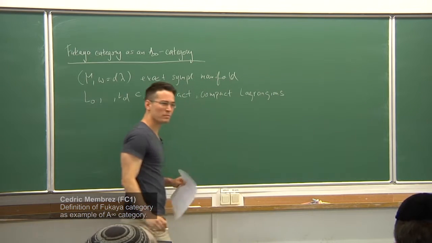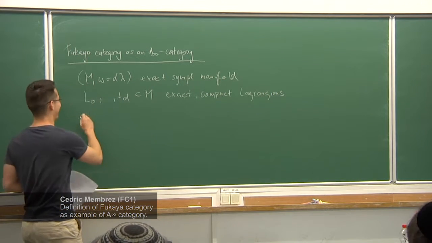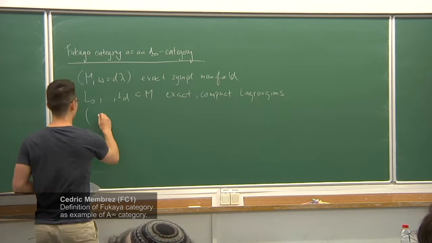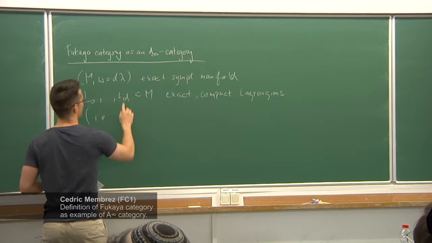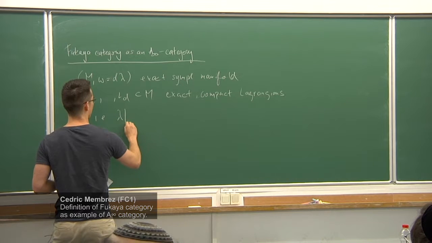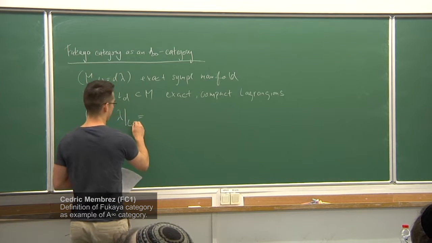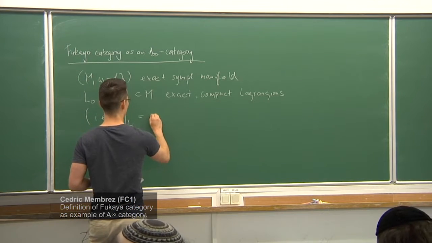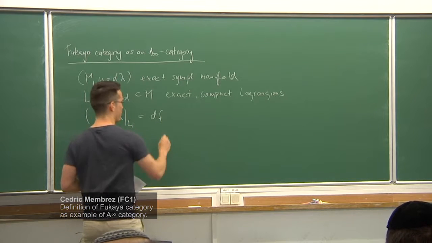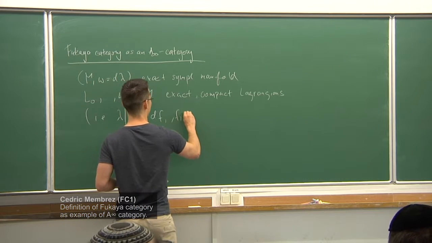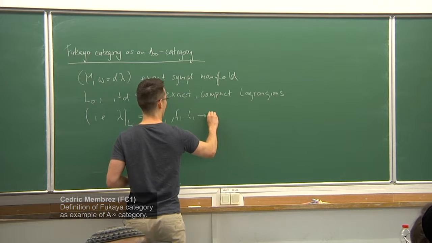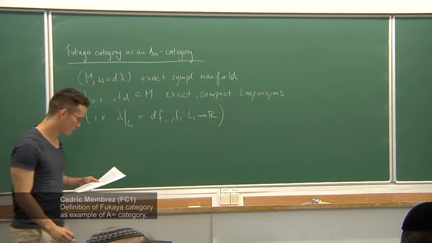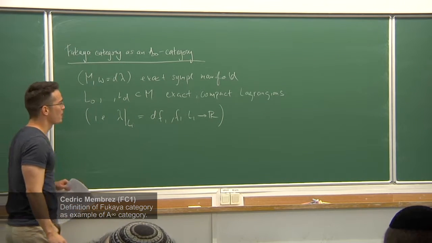Did you put that in, exact? Exact, I'm coming to that. Exact means that if we restrict this primitive of the symplectic form to Li, then this is just an exact one-form. So it is equal to the differential of a function fi, where fi is a function from Li to R.